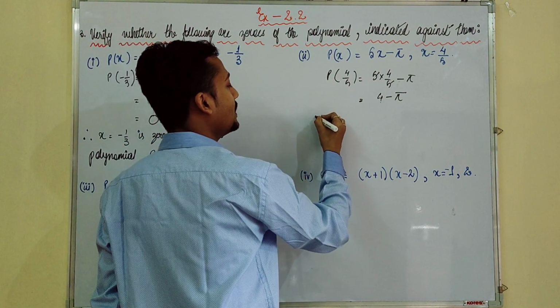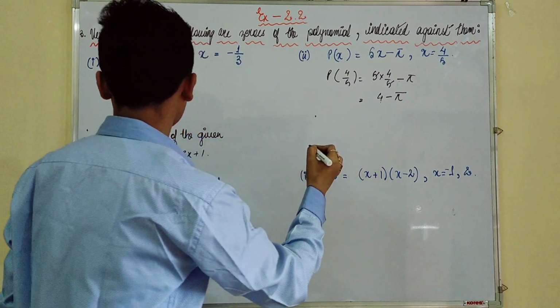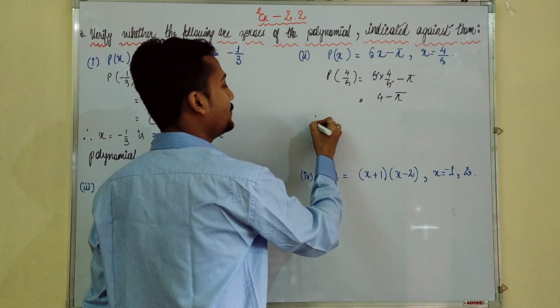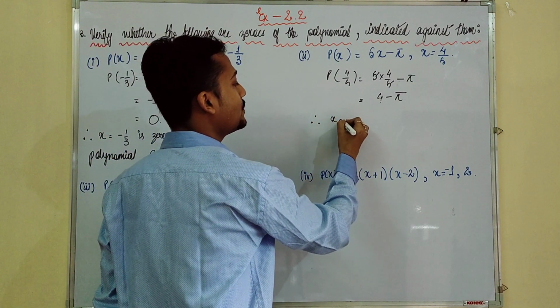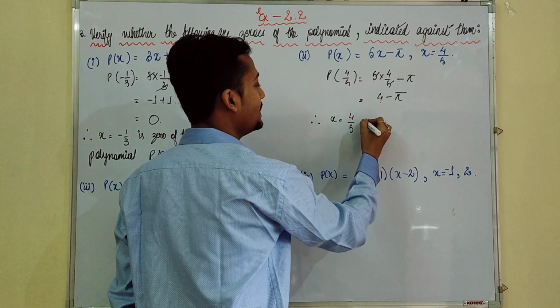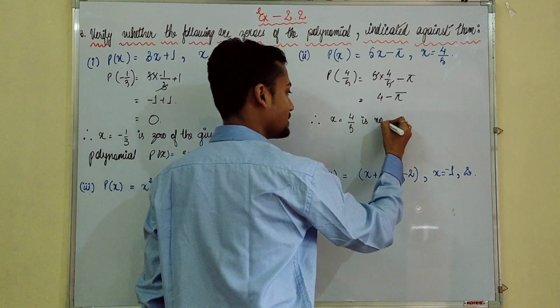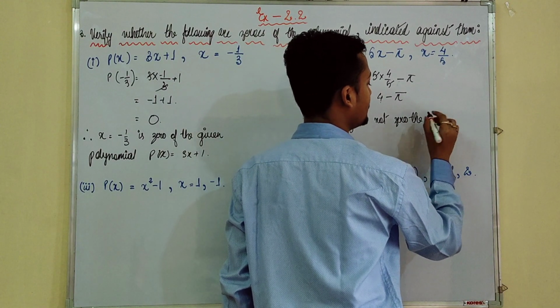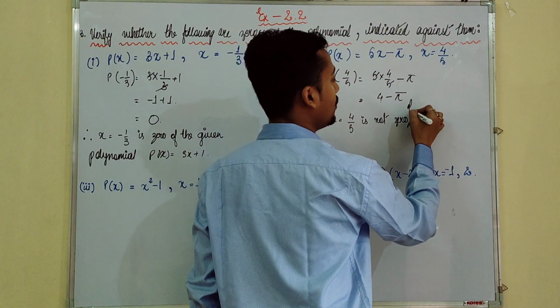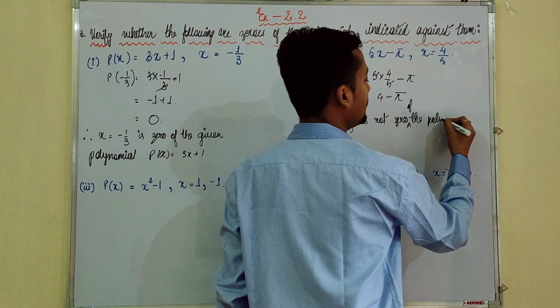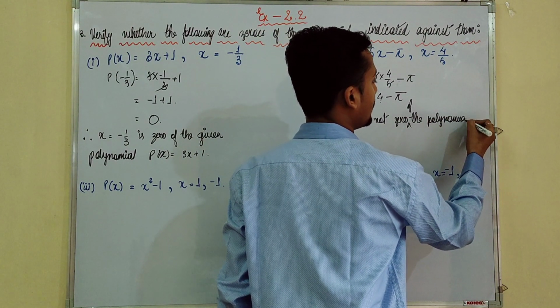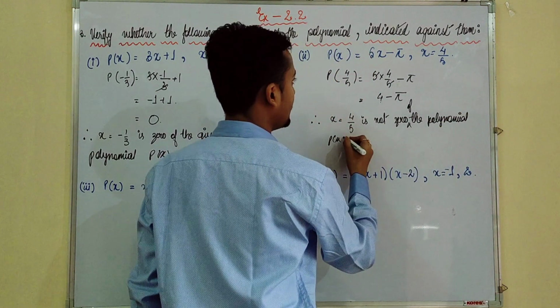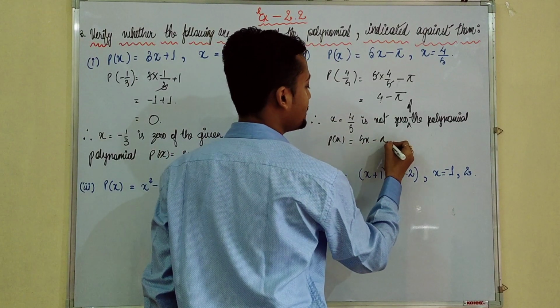Therefore x equal to 4 by 5 is not 0 of the polynomial Px equal to 5x minus pi.